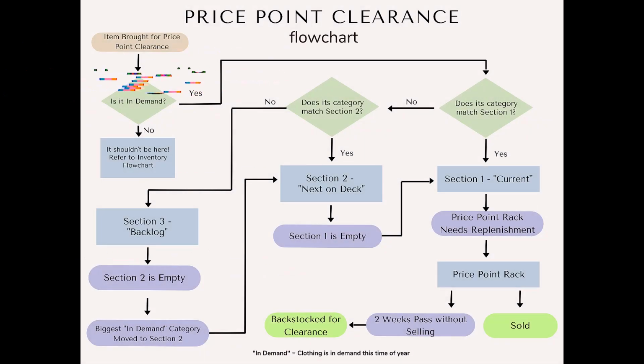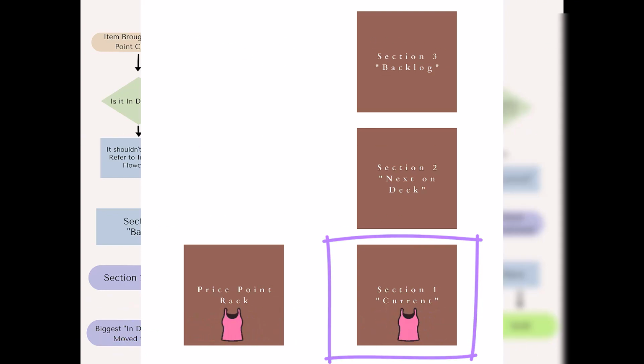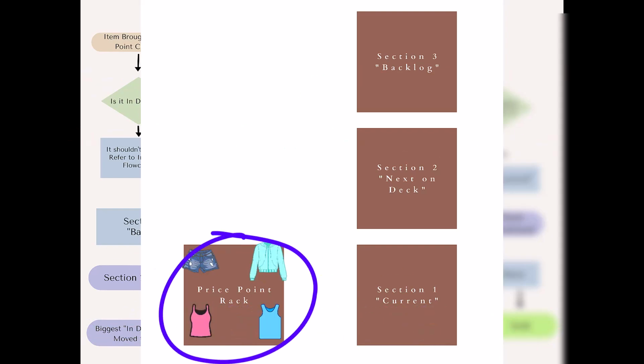So this is in demand. Then it goes into our price point staging. And in our price point staging, there are 3 sections of clothing. There's section 1, which is the current stuff. This is what is currently on our price point rack. Our price point rack is a sale rack that is typically just a rounder or 2 Z racks, or it could be something else as we evolve. There typically is only one category of clothing out on the price point rack. For example, it could be women's shorts, women's hoodies, or men's tanks, but it's not going to be a variety for the most part.